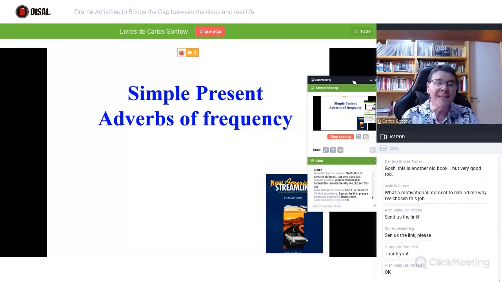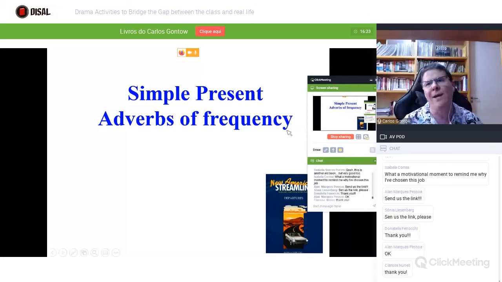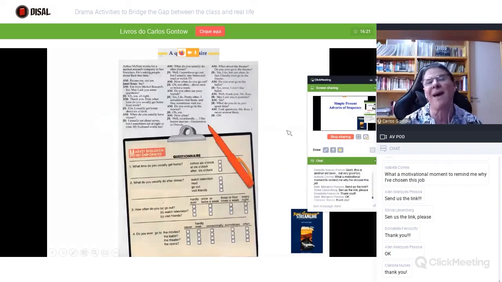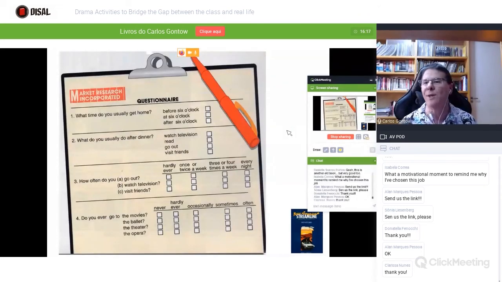Okay, so this is an activity on using the simple present and adverbs of frequency, and it's a very simple lesson that we have in any book when we teach the simple present, where students have to interview each other. What time do you usually get home? And they say before 6 o'clock. What do we use? Simple present, usually, always, sometimes, etc., etc.